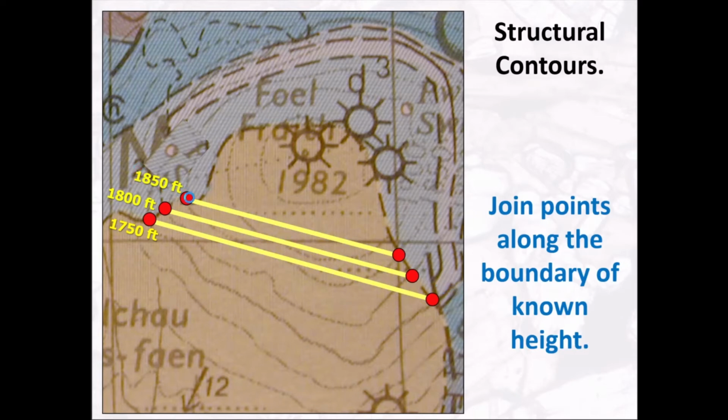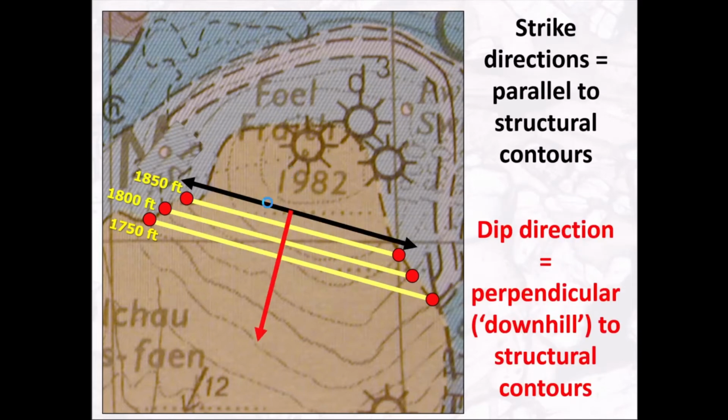So now that we've got these structural contours, we can start figuring out what the direction of dip is, what the strike is, and what the dip amount is. Now, remembering from last week, if these structural contour lines are connecting points of equal height, then by definition they're horizontal. And if the strike is a horizontal line along the plane, then the strike direction is going to be parallel to the structural contours. So once we've drawn these structural contours, we can just use a compass or a protractor to figure out their orientation, and that'll give us strike.